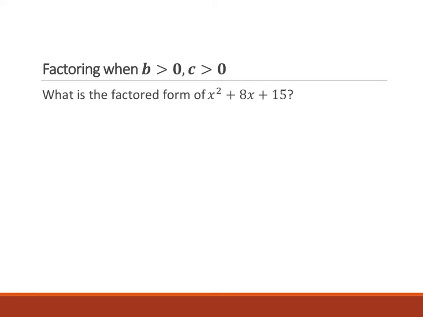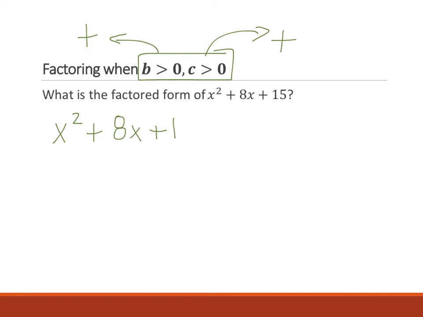So to begin factoring, we're going to be factoring trinomials where the value of b is greater than 0 and the value of c is greater than 0. In other words, b is going to be a positive number and c is going to be a positive number. So look at our first trinomial, x squared plus 8x plus 15. Let's factor that.